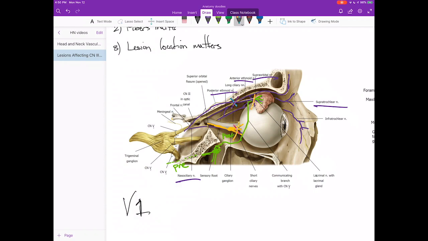If my lesion was on the communicating branch here, then I would knock out visceral motor fibers to the lacrimal gland, but maintain general sensation, fine touch, pressure, temperature, vibration from the lacrimal gland. So where the lesion is located along the pathways to a particular structure does matter. Lesion location matters. So let's take a look at another example.